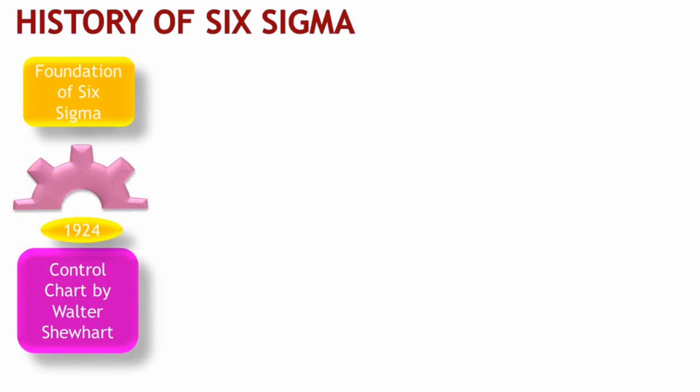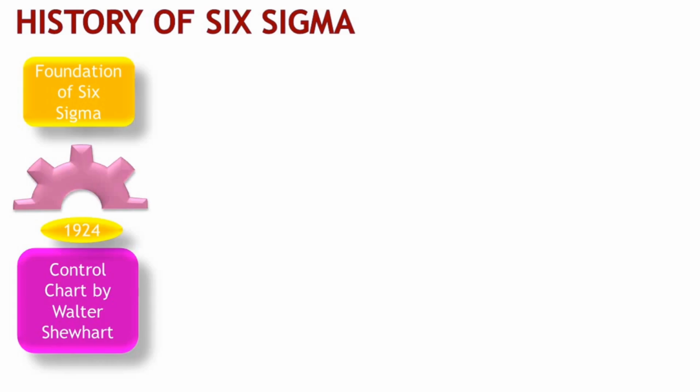The roots of Six Sigma can be traced back to 1924 when Walter Shewhart introduced control charts. These charts were a significant innovation in manufacturing as they allowed companies to monitor and control variations in their processes. This marked the initial step towards quality management or quality improvement.